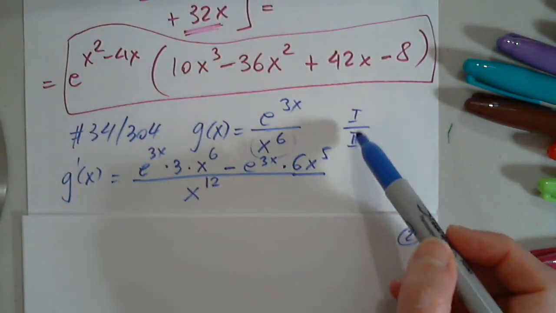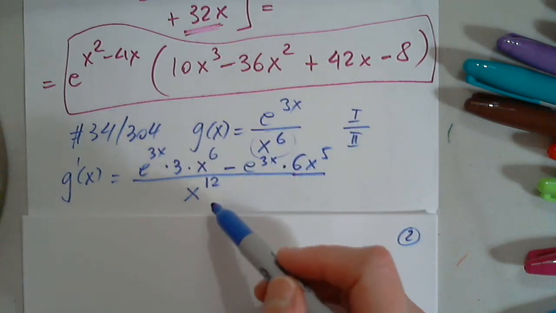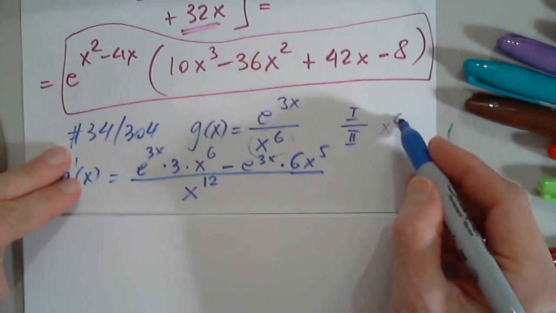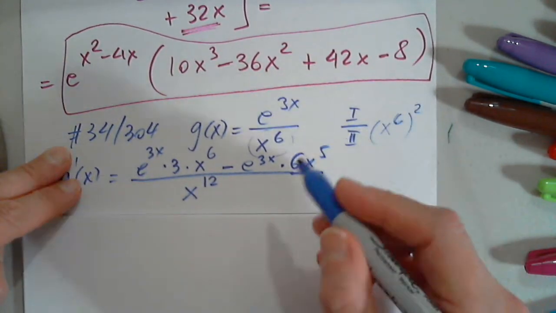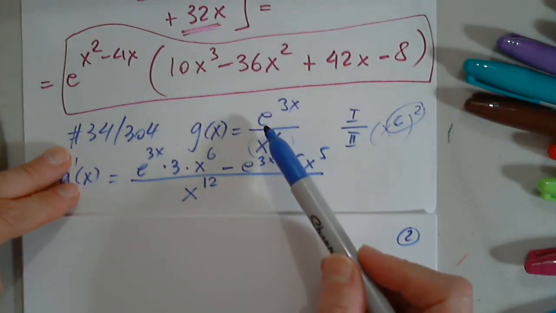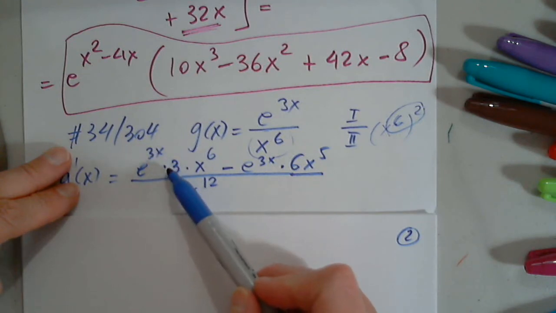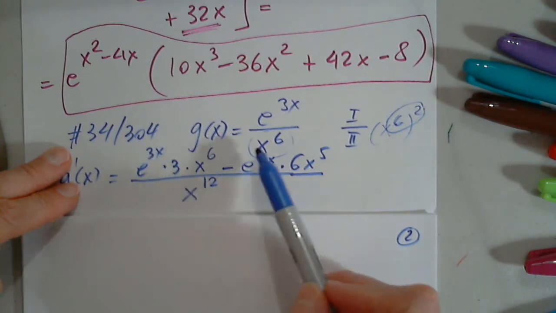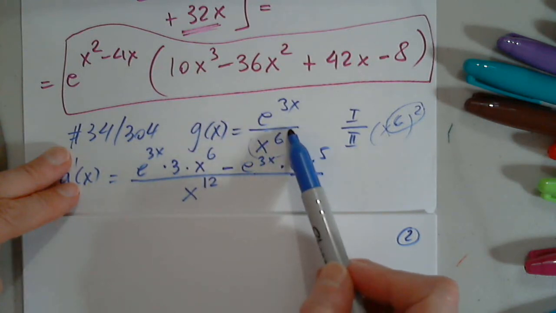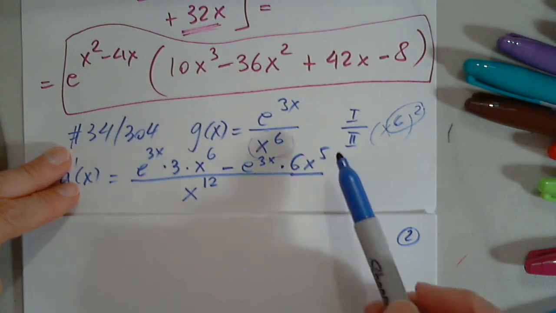So I'm using the quotient rule. So the denominator has to be squared. When we have x to the sixth, everything squared, we copy the base, multiply the exponents. So now when I differentiate e to a function, I get e to the function times the inner function prime times the denominator, then minus the numerator times the denominator prime, which is 6x to the fifth.